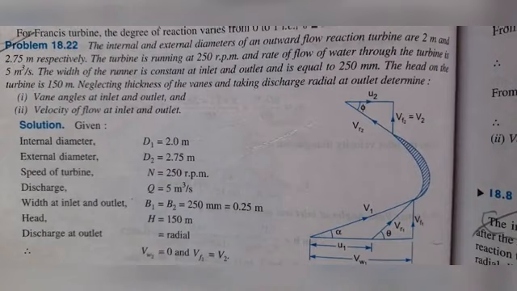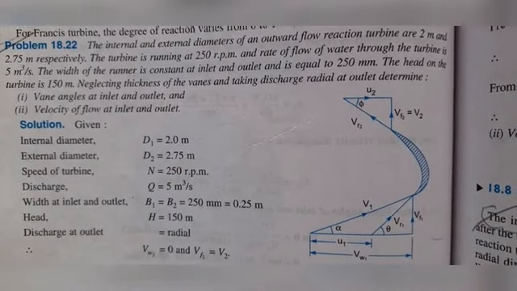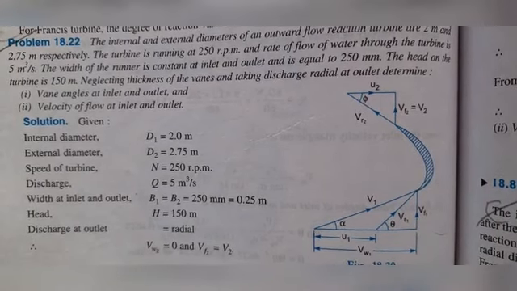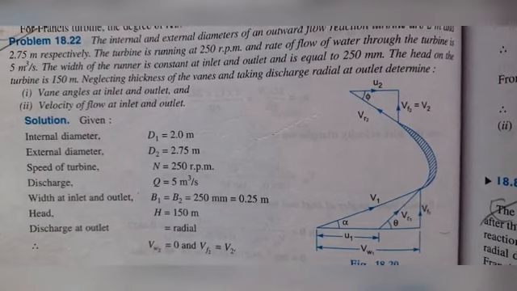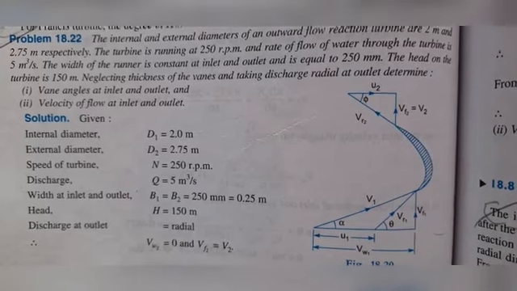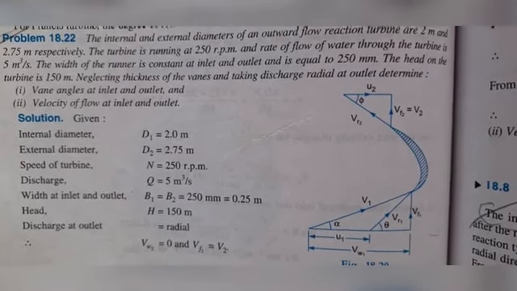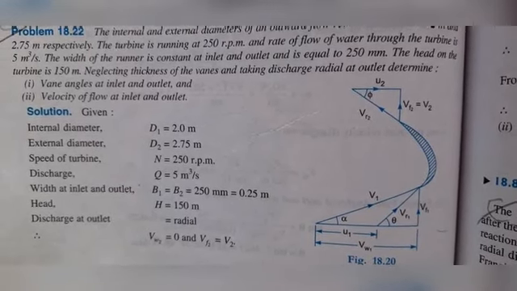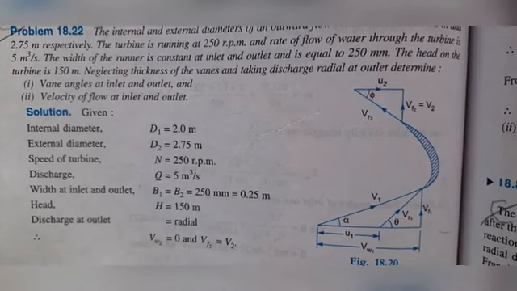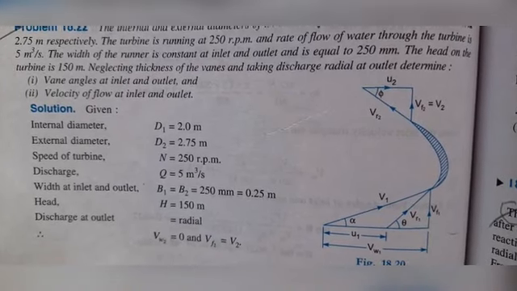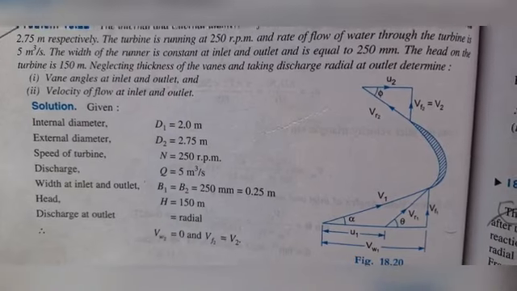The turbine is running at 250 rpm and the rate of flow of water through the turbine is 5 meter cube per second. The width of the runner is constant at inlet and outlet and is equal to 250 mm. The head on the turbine is 150 meter. Neglecting thickness of vane and taking discharge radial at outlet, determine vane angle at inlet and outlet and velocity of flow at inlet and outlet.